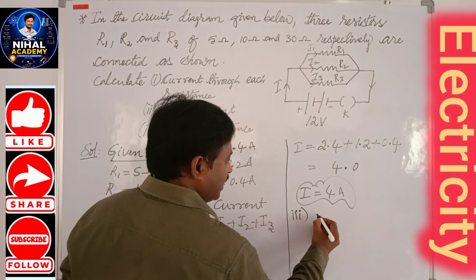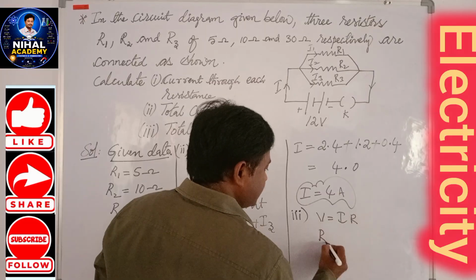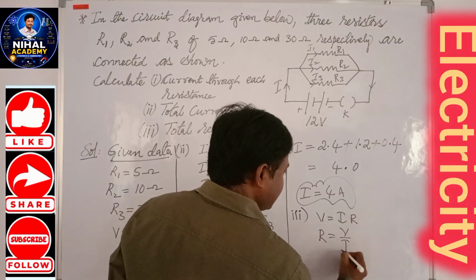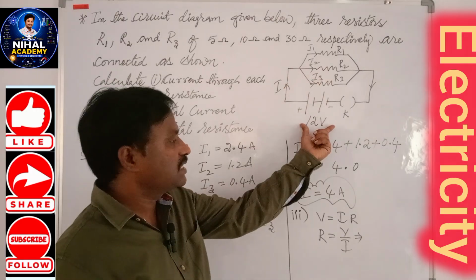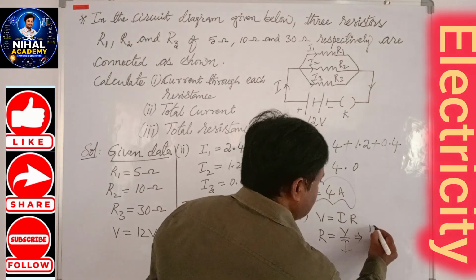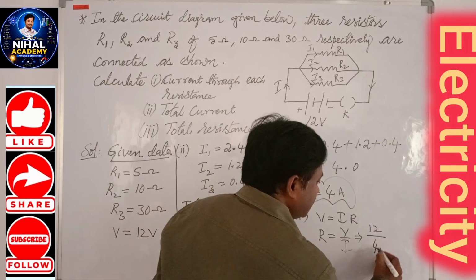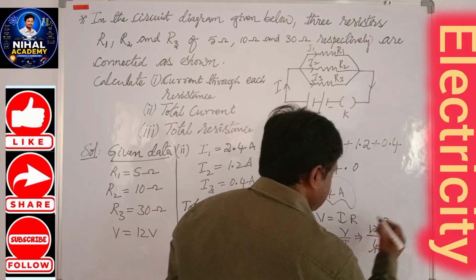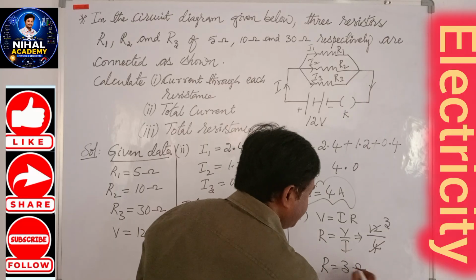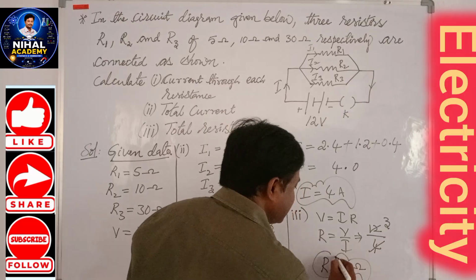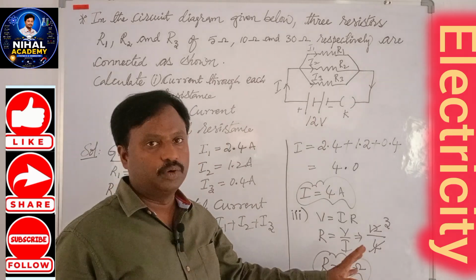The total resistance R, as per Ohm's law, V is equal to IR. So R is equal to V by I. So what is V? The total potential difference. In a parallel connection, the potential difference is constant. So that is 12 by, and the total current is 4. So 4, 3 times cancel. So then R is equal to 3 ohm. So the total resistance in this circuit is equal to 3 ohm.